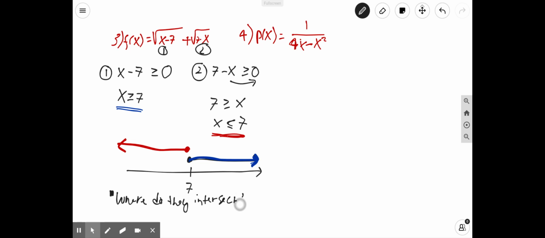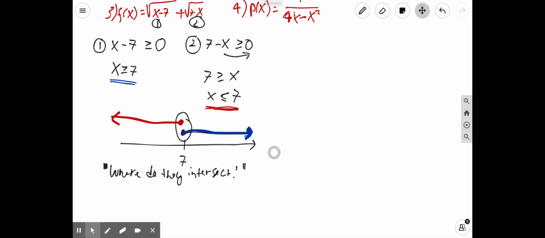No response again. It's a little hard to teach your computer, not going to lie. So the only point that these two share together is 7. Do you see that? So if I put 7 inside of my function, so if I ask the function, let me see if I can move this down. Yeah, we're totally asking the function. What's f of 7?